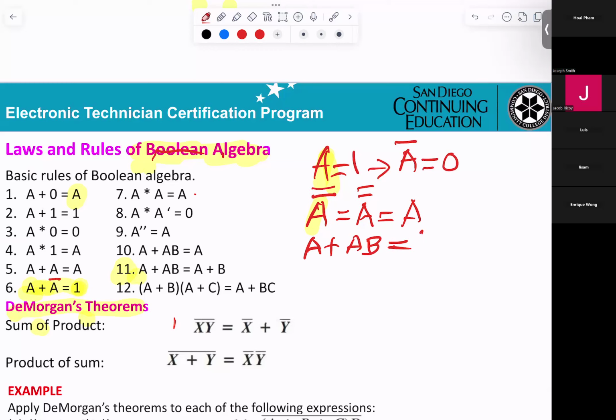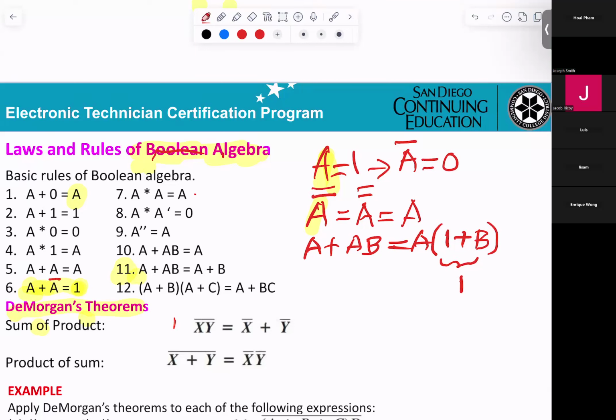Okay, now you can put A. You take A out. 1. You take A out. 1 or B or C or D equals 1. Okay? 1 or anything has to be equal to 1. Okay? And you get A or B times A or C, and you get A or BC.